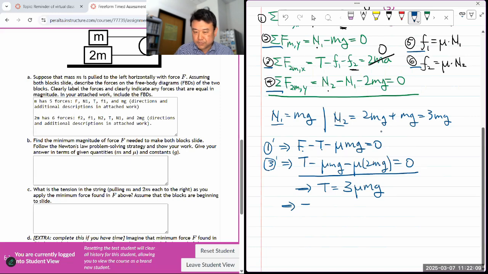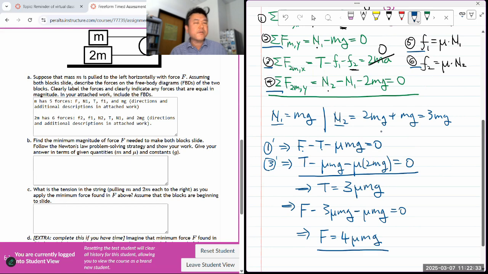Let me just do it slowly. F, not solve for F yet. F minus 3 mu mg minus mu mg is equal to 0. So I get F is equal to, moving these two terms over and combining, 4 mu mg. And I guess that makes sense. If the friction coefficient is 0, it should take basically 0 force to make them barely slide. So F is equal to 4 times mu times m times g.